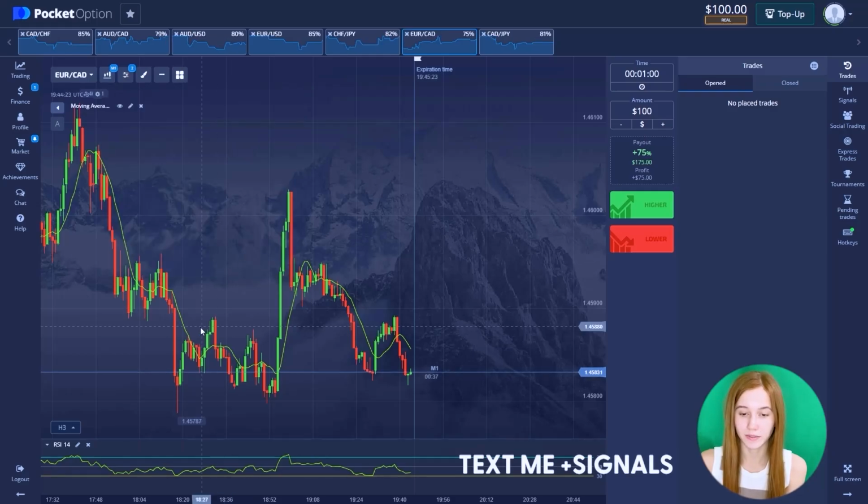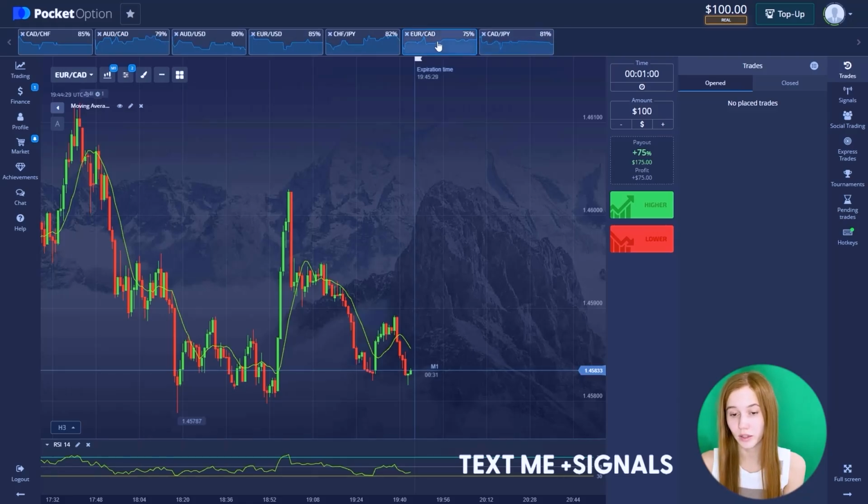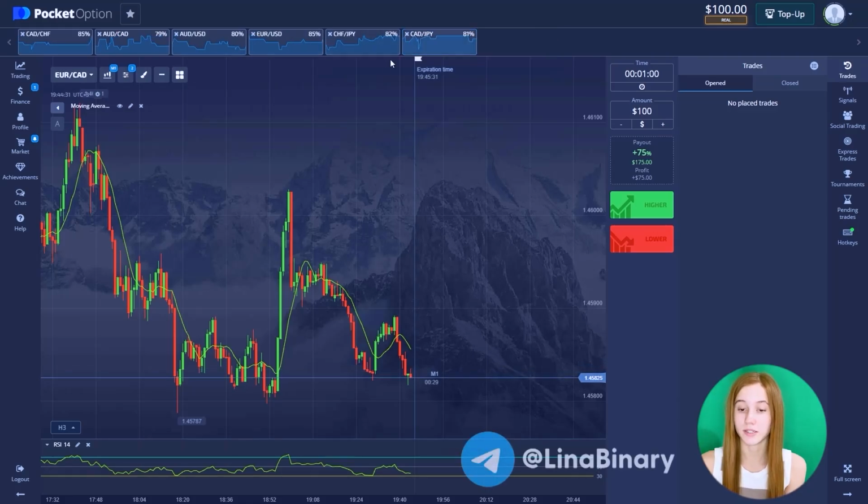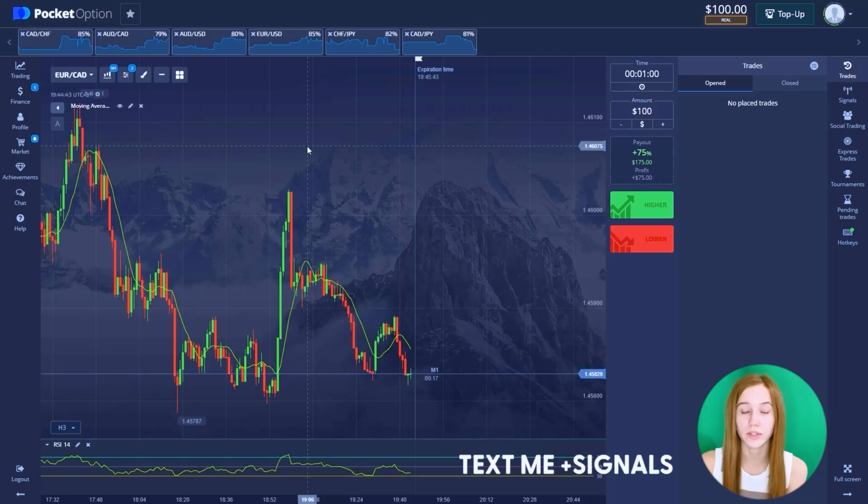Next, we have several currency pairs for trading. 7. But let's remove this one and we leave 6. You also see the payout percentage. I recommend you choose a payout percentage of more than 70%. It's very important, no less.